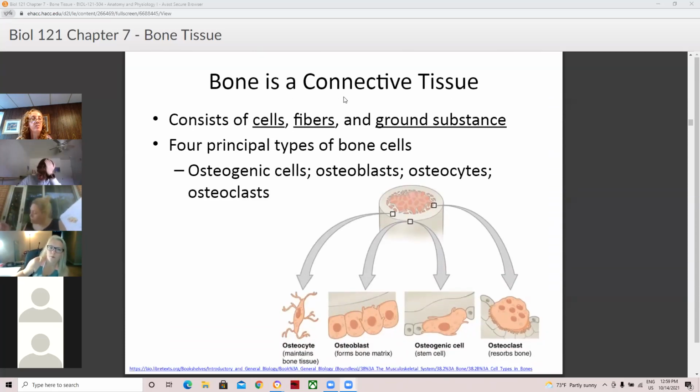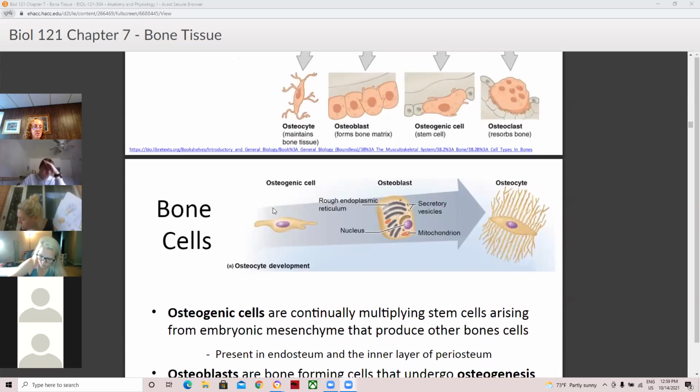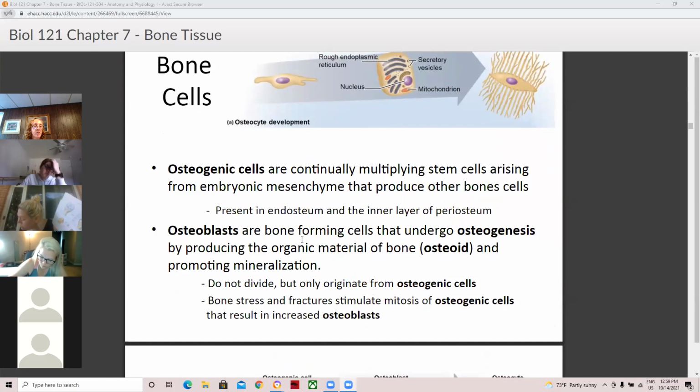So bone is a connective tissue that consists of cells, fibers, and ground substance. The four principal types of bone cells are osteogenic cells, remember, being precursor cells, genic meaning they're going to become bone cells, osteoblasts, osteocytes, and osteoclasts. Osteogenic cells are continually multiplying stem cells that arise from embryonic mesenchyme.